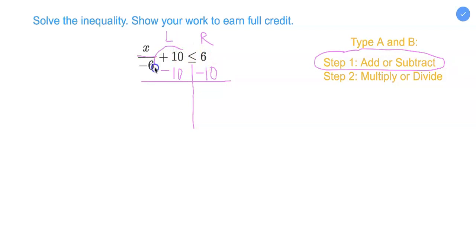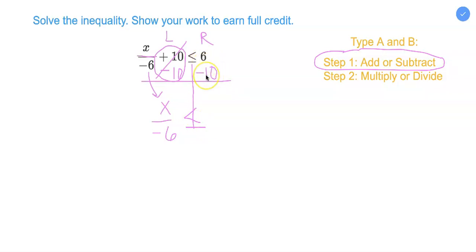Now on the left side, positive 10 and a negative 10 form a zero pair, so that equals 0, and we're just left with x divided by negative 6. When you subtract from both sides, it does not flip the inequality, so leave the inequality as a less than or equal to symbol. Then 6 take away 10.